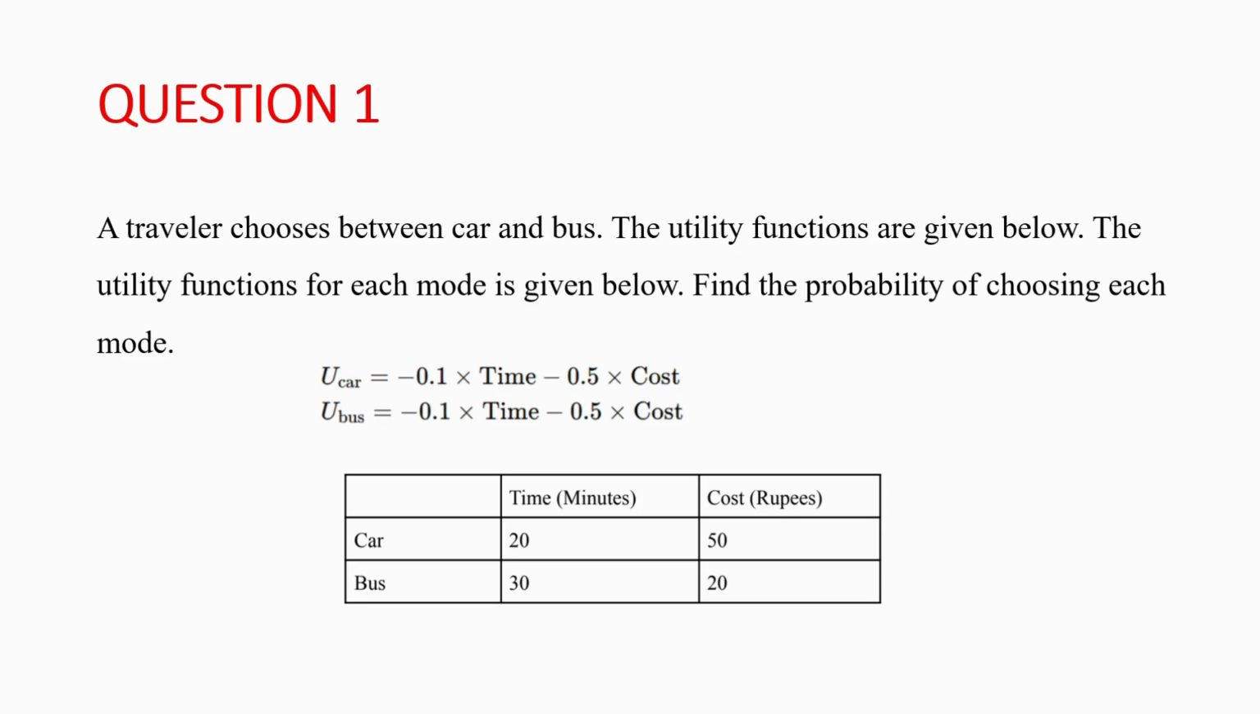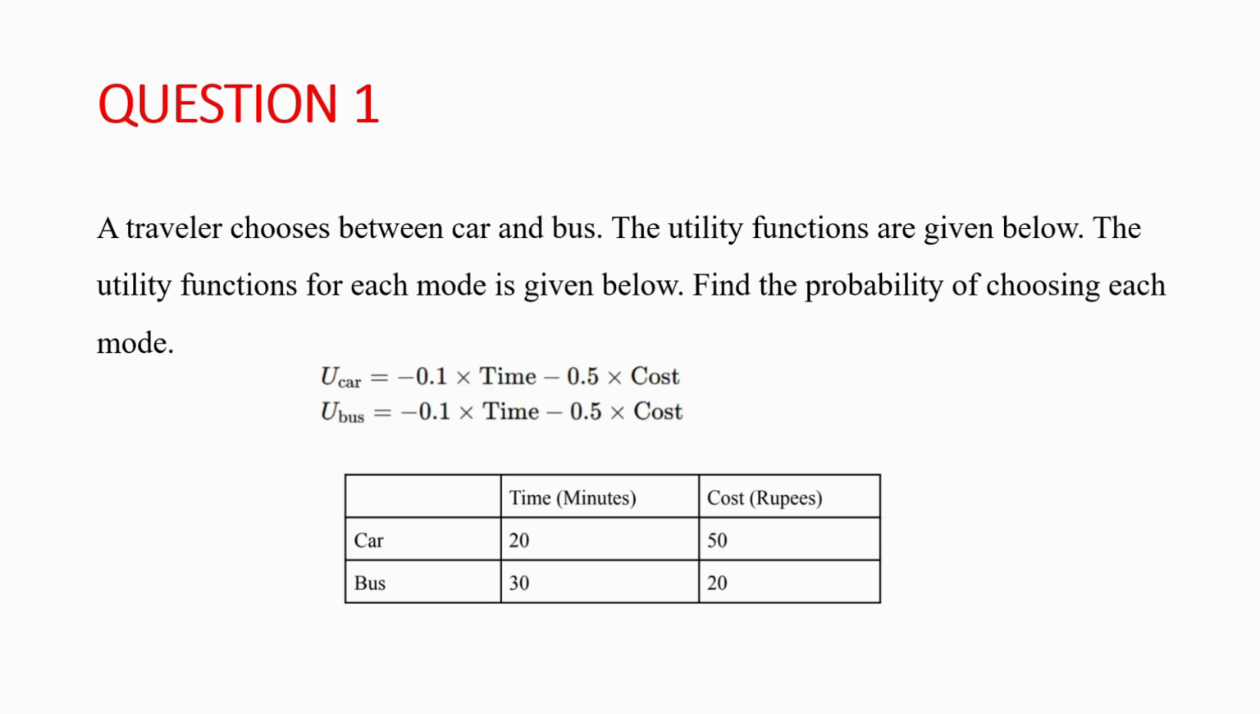So the first question is, a traveler chooses between car and bus. The utility functions for each mode are given below. Find the probability of choosing each mode. This was a previous year university question.